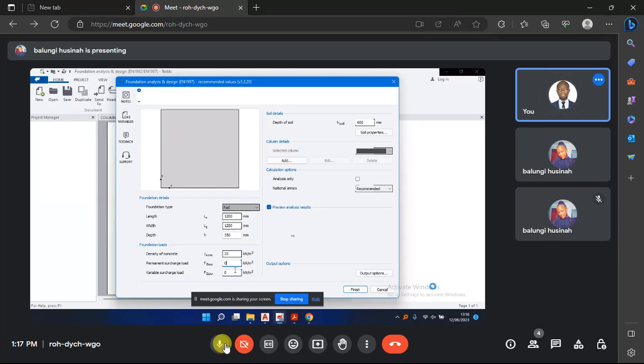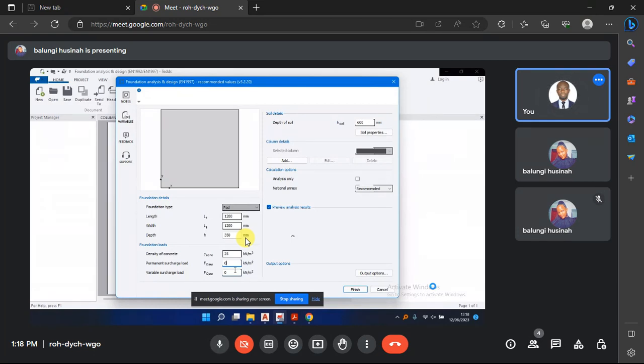So you can get one. It means 1.2 by 1.2 by 1.1 meter times the unit weight of soil. What's the unit weight of soil?